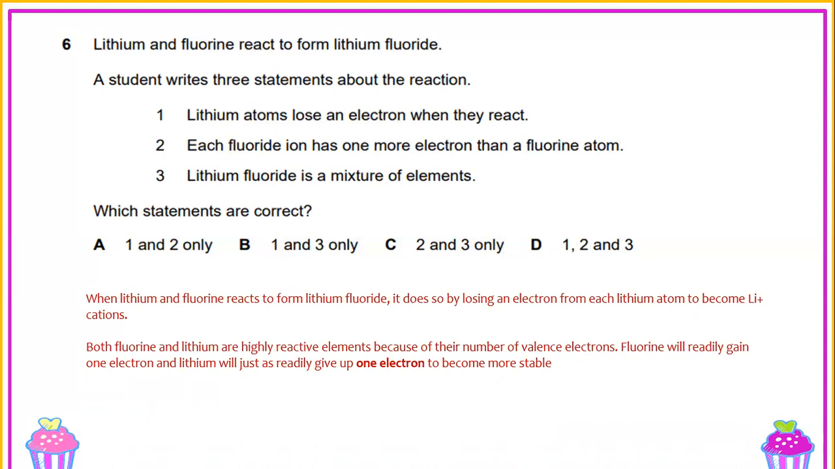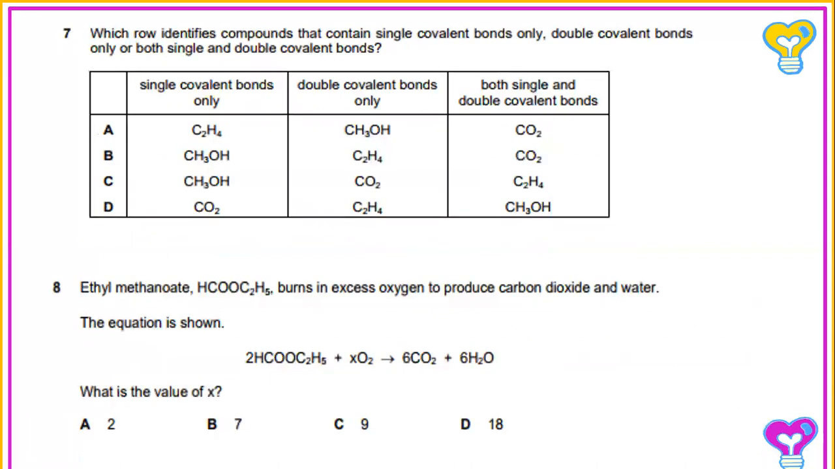Both fluorine and lithium are highly reactive elements because of their number of valence electrons. Fluorine will readily gain 1 electron, and lithium will just as readily give up 1 electron to become more stable. So statement 2 is also correct. So the answer for number 6 will be A.